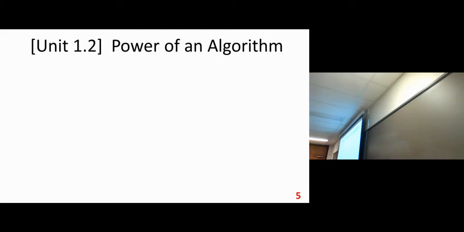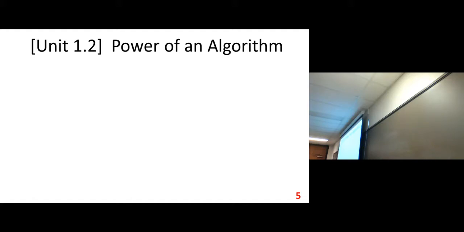Complete Unit 1. Okay? Unit 2, power of an algorithm. Although I mentioned that Google AlphaGo AI story, when you go back, you can search the web to read a little bit about that story.